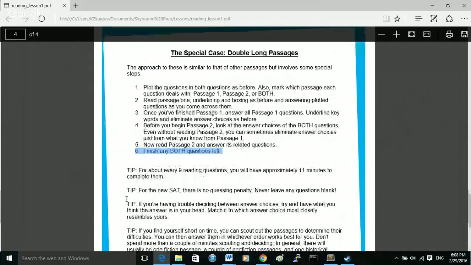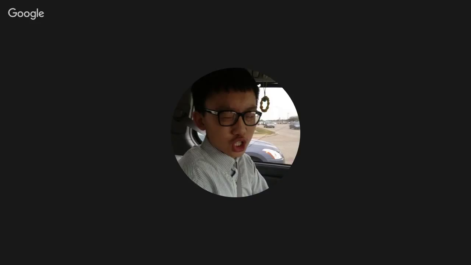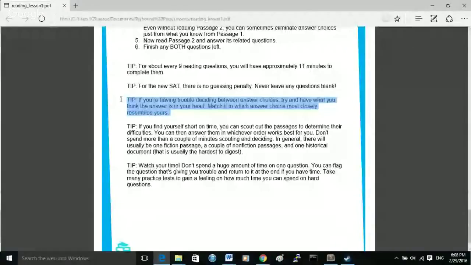Here's a few tips. For about every 9 reading questions, you'll have approximately 11 minutes to complete them, so make sure you get your timing right. For the ACT, there's no guessing penalty, so make sure you don't leave any questions blank. If you're having trouble deciding between answer choices, try to have what you think the answer is in your head, and then match it with the answer choice that most closely resembles your answer.